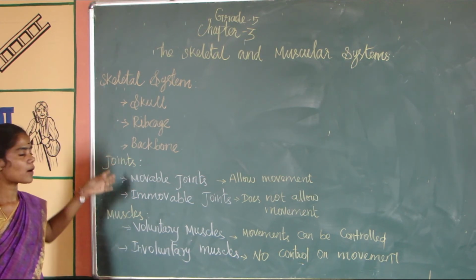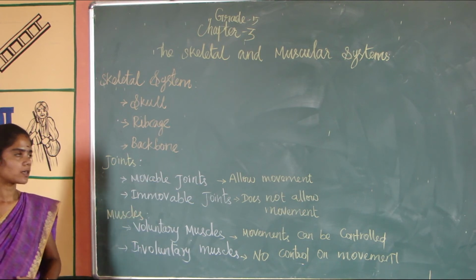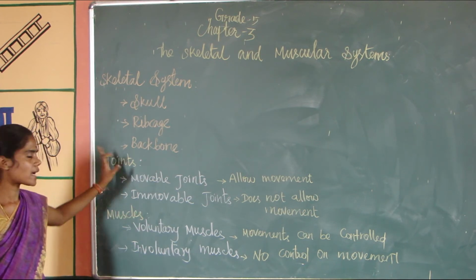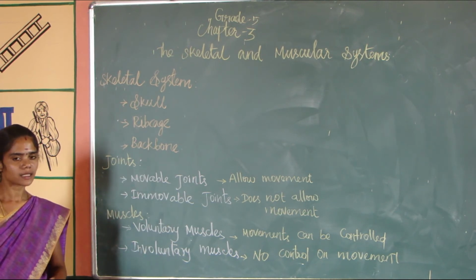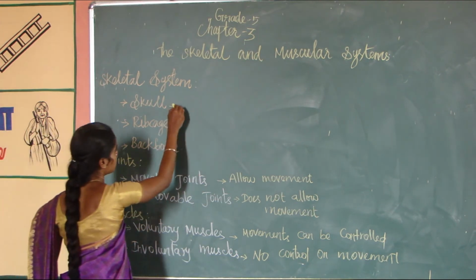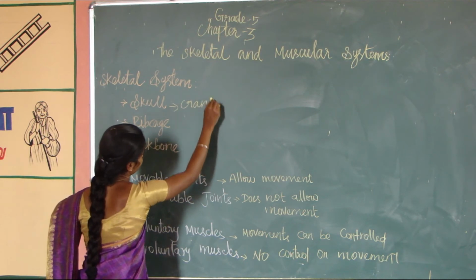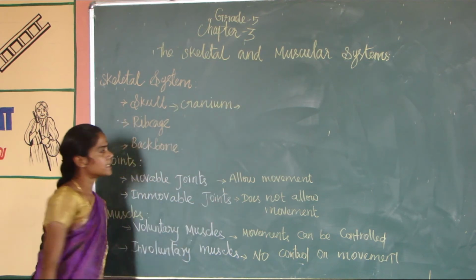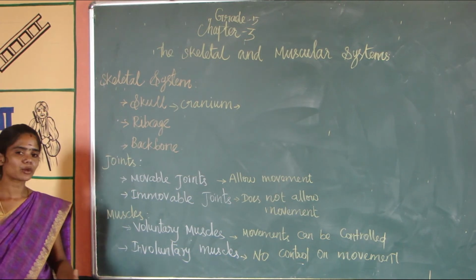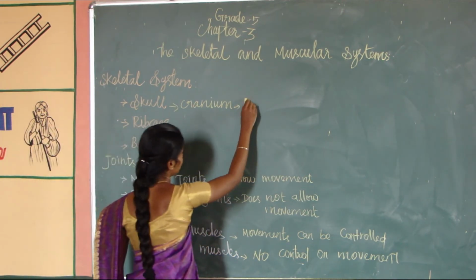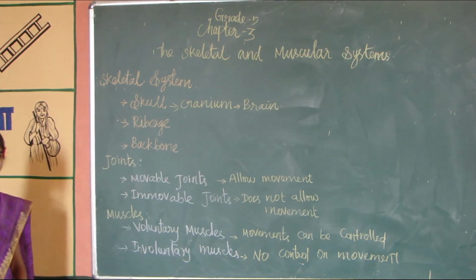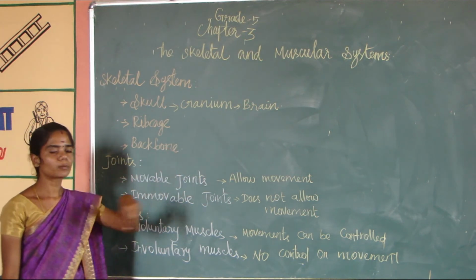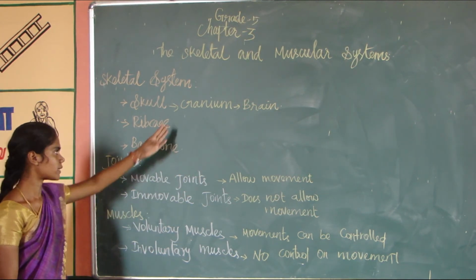And what are all the parts of the skeleton? There are 3 main parts: the skull, rib cage and backbone. What is called the skull? It is the round part. It holds the brain. And the round part is called the cranium. What is called the cranium? It is the round part of the skull. It protects the internal organ, our brain.